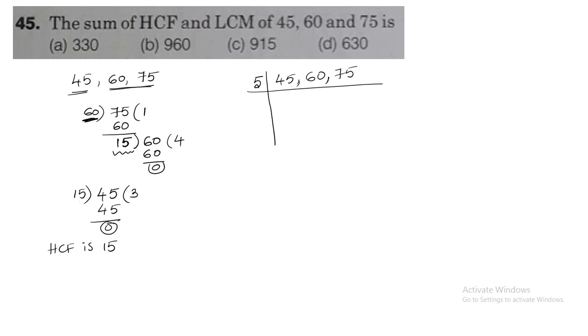So 5 nines are 45. Next 5 twelves are 60. Next in 5 table, so 5 ones are 5. Next 25 is remaining, so 15 times. Next again if you observe 9, 12, 15, these all go in 3 table. So 3 threes are 9. Next 3 fours are 12. Next 3 fives are 15.